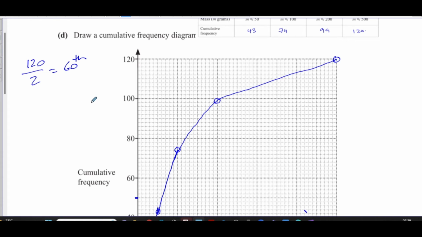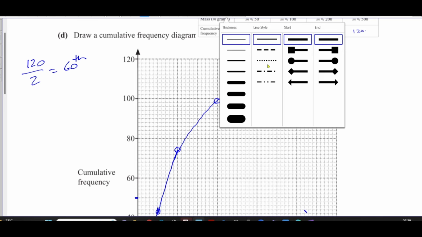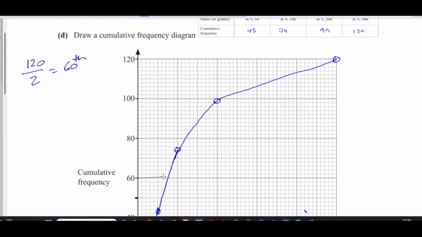We don't have the actual values. If we had 120 values and we knew what every single value was, that's when you would say, 120 divided by 2 is 60, which means we're looking for the 60th and the 61st entry. But here, because it's all an estimate, we just go to 60 on our graph, and you should show your steps of how you did this.